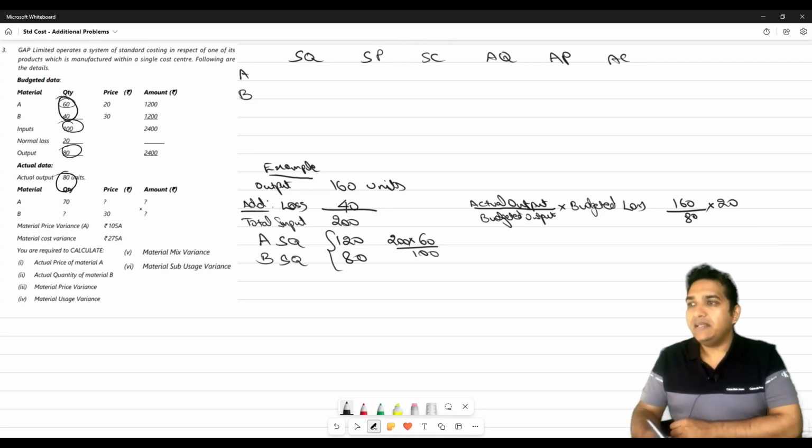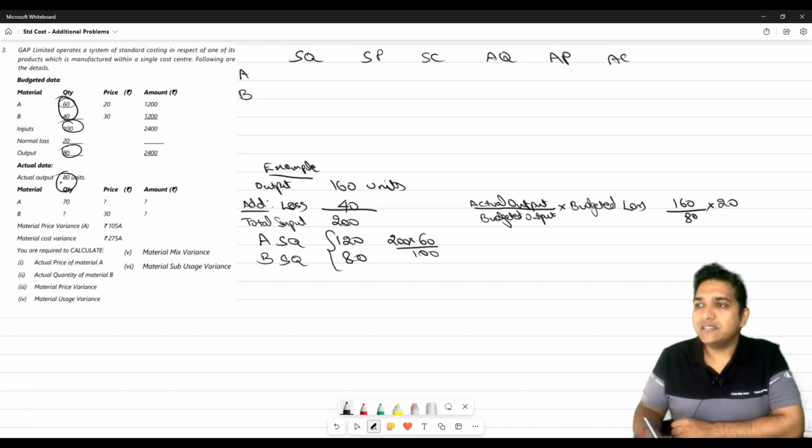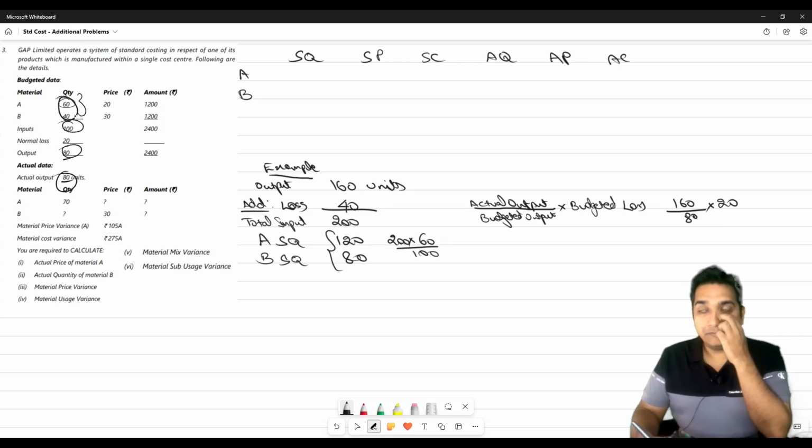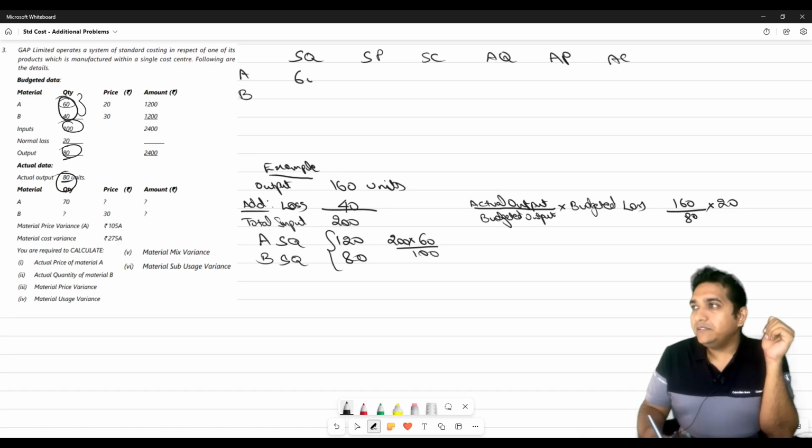But however, in the question they have given us our actual output is 80 units. So since our actual output is 80 and budgeted output is also 80, then my budgeted input will become my standard input. So this is 60 and this is 40.